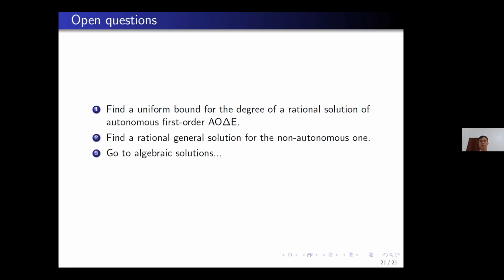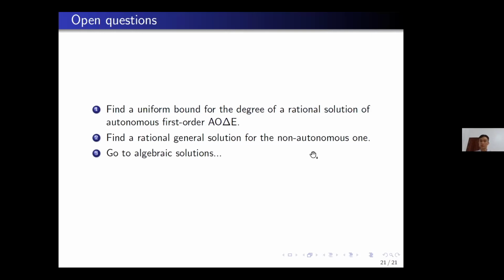So we want to find a uniform bound for the degree of a rational solution in terms of the given AODE. And maybe the uniform bound will give a better algorithm. At the moment, we have a bound, but we don't have a uniform bound. I know a uniform bound exists, but we don't have a formula for that bound. That's the first comment.